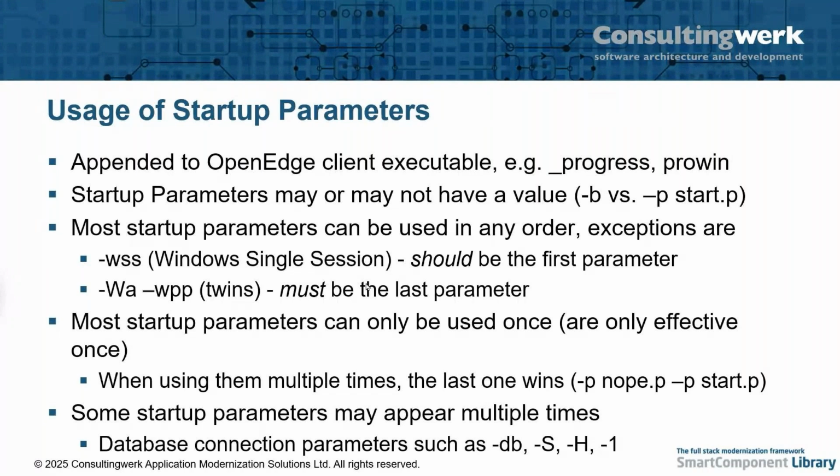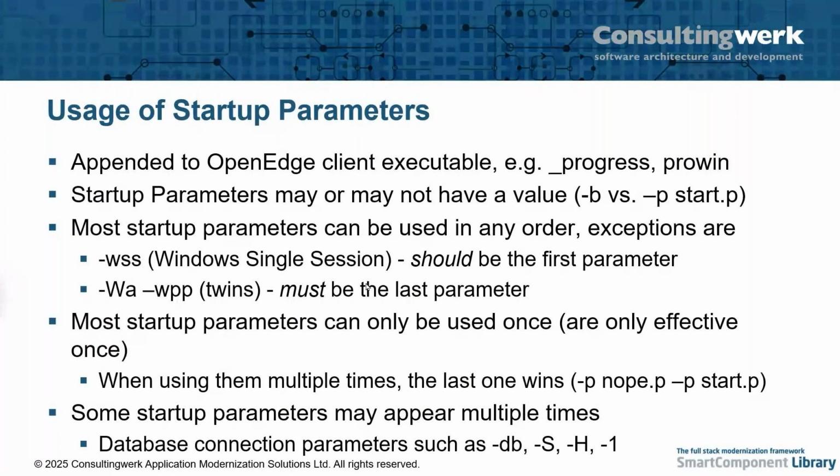Most startup parameters can only be used once. You can use them multiple times, but the last one wins. So for instance, when you try to provide two startup procedures, like there in the bullet, minus p nope.p and minus p start.p, the second one wins, the last one wins. Other startup parameters, for instance, like the minus pf, which references a parameter file, can be used multiple times, and then all of them are relevant.